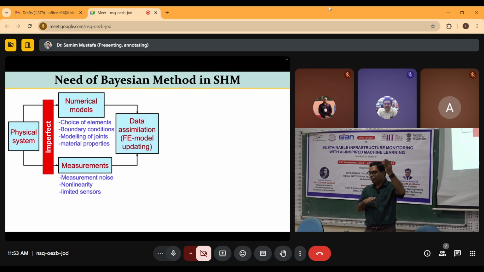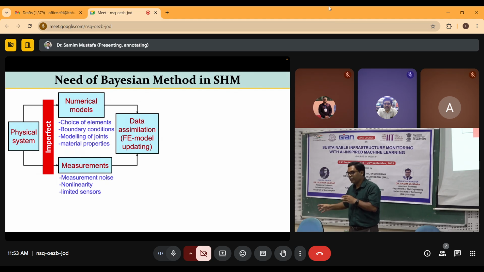So you have to make your numerical model so that it represents the actual structure. You have to update it based on the response from the actual structure. That process is called data assimilation or finite element model updating. Now as I said, because there are modeling errors and also measurement errors, that means there are uncertainties in the model or measurement. Those uncertainties have to be treated before you develop some methodology.